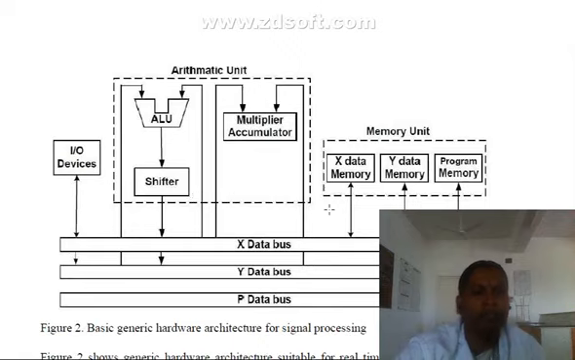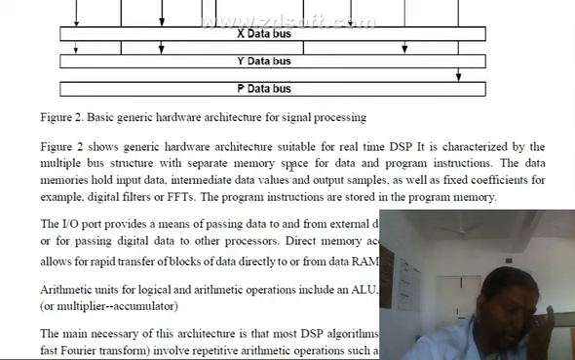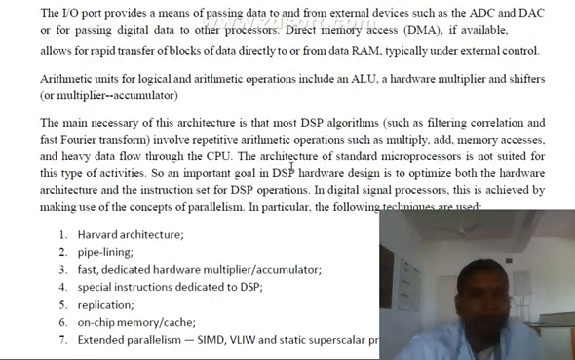Here we have a generic hardware architecture of digital signal processing. A separate ALU unit is there. In that ALU unit we have an accumulator, multiplier and shifter. These are similar to a common microprocessor. Here we have a separate memory unit, for data memory and for program memory. This is a special feature of our DSP processor.